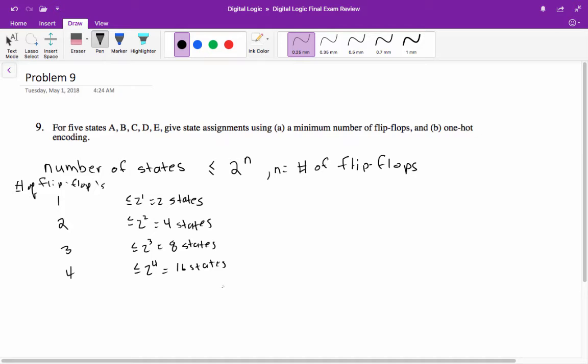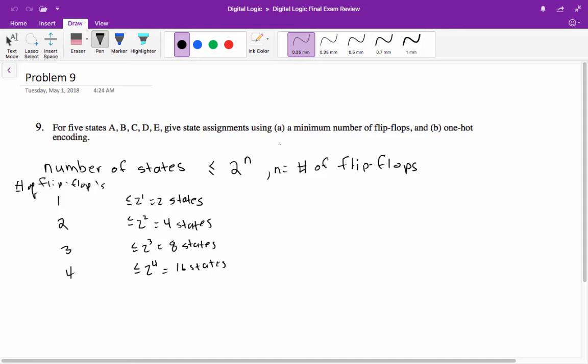So if, for instance, I want to have a machine that has 6 states, then I need to have at least 3 flip-flops, because if I had 2, the maximum number of states I could have is 4. But I have 6 states, and so I need 3 flip-flops. If I had 10 states, then I would need 4 flip-flops, because with 3 flip-flops I would only be able to have 8 states. So that's how you configure the minimum number of flip-flops.